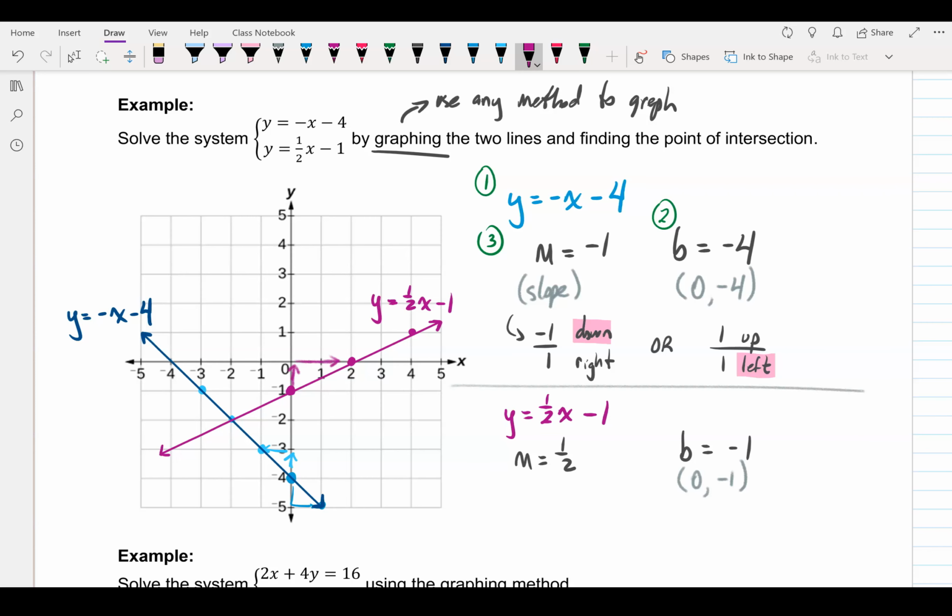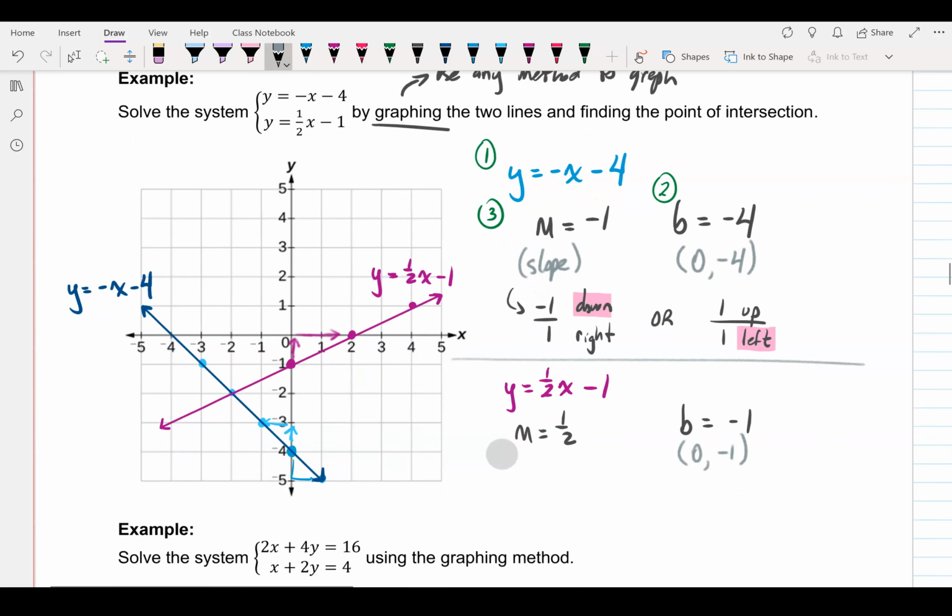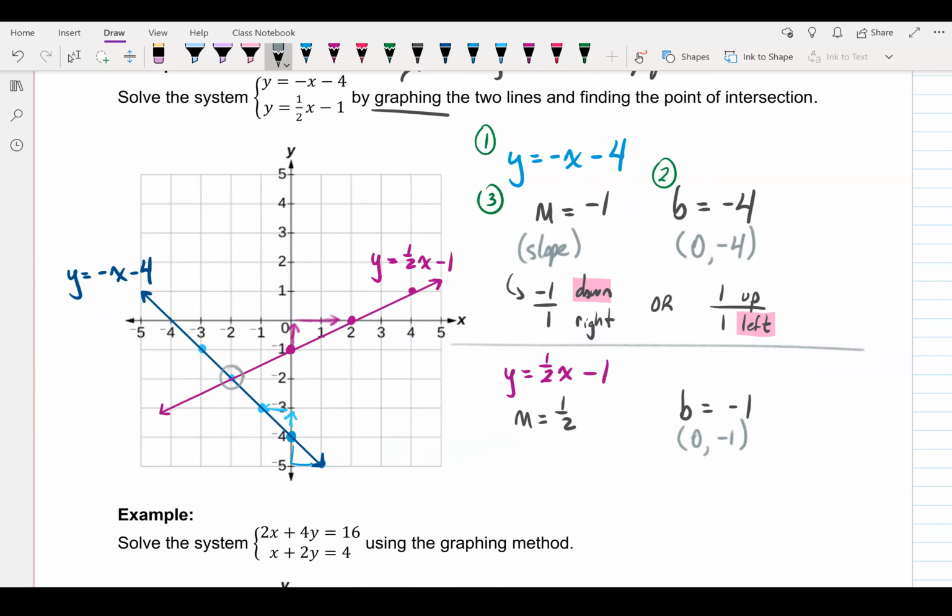And where do they cross? Where are these graphs crossing right now? I can see that they're crossing right here. So that's a really important point. They cross at the point, read it off. X value is what? Negative 2. And the y value is also negative 2. So they cross at (negative 2, negative 2).